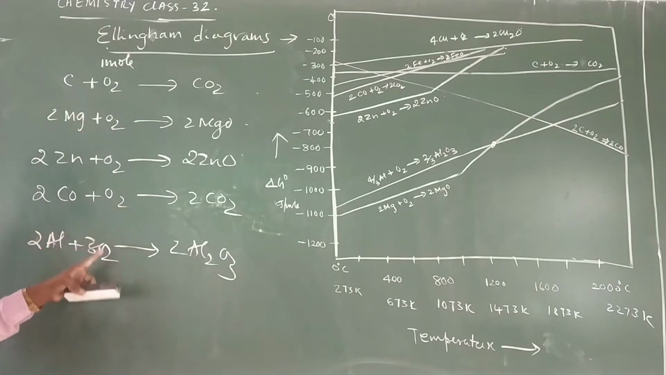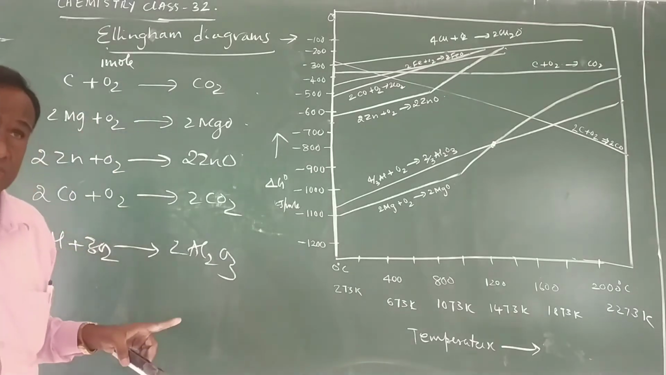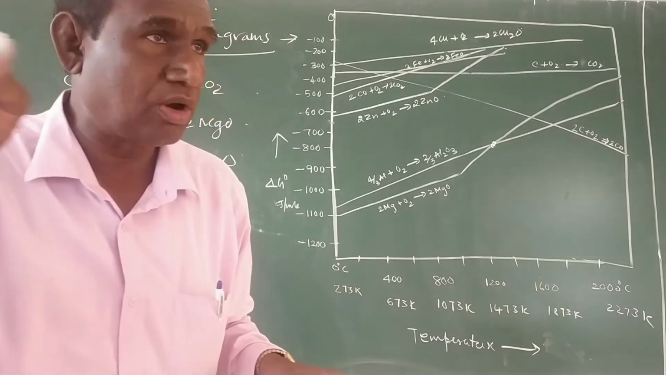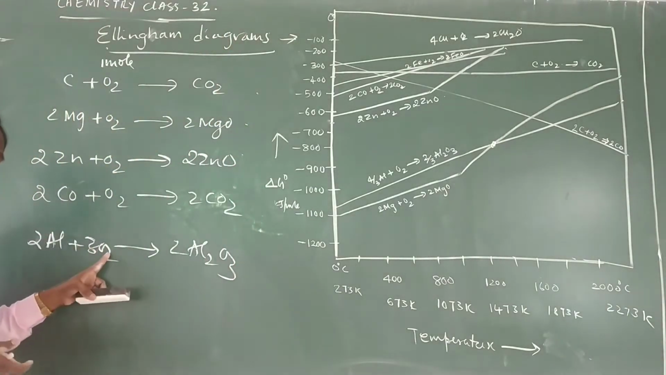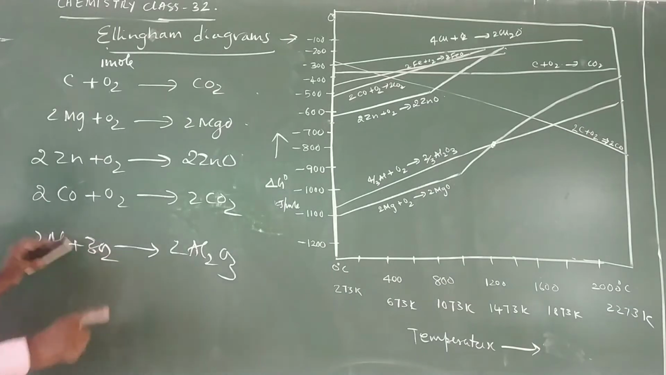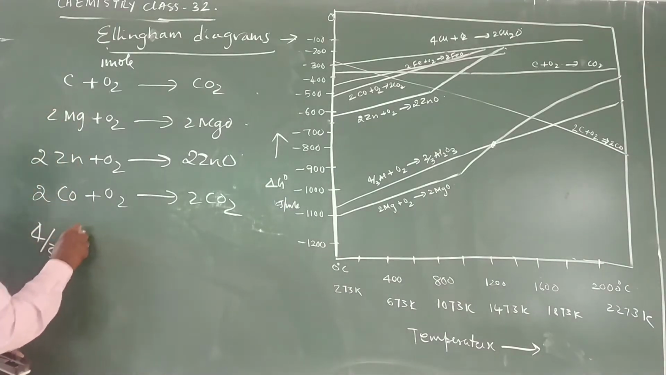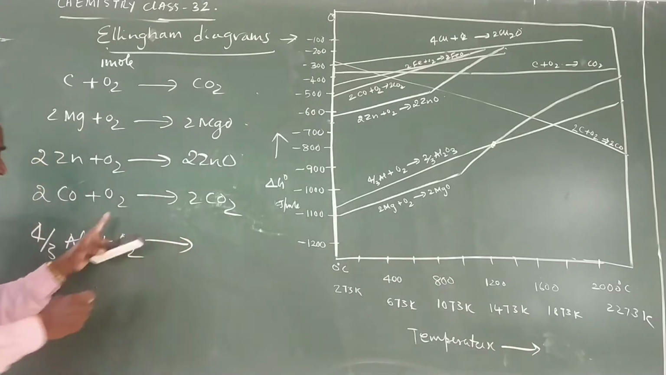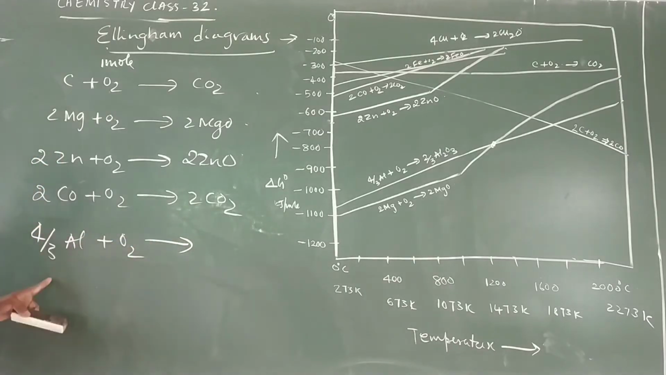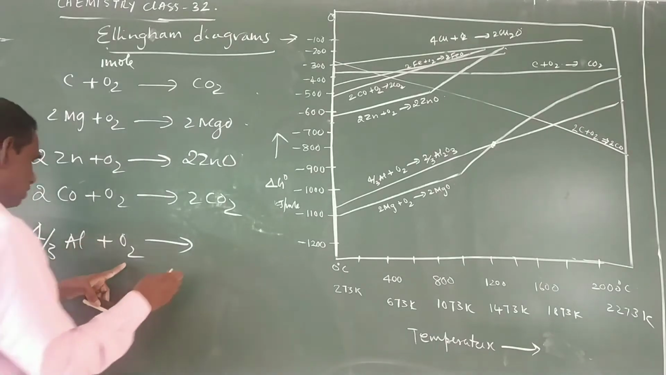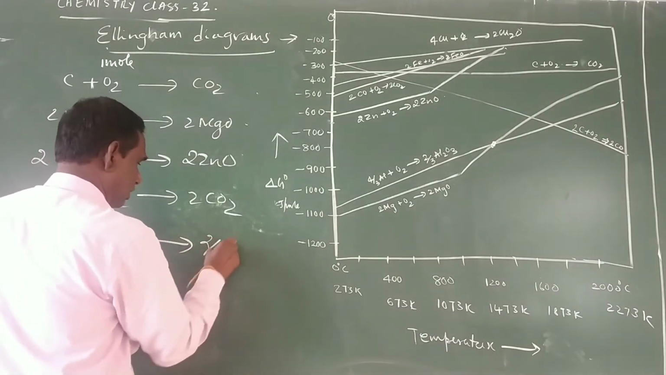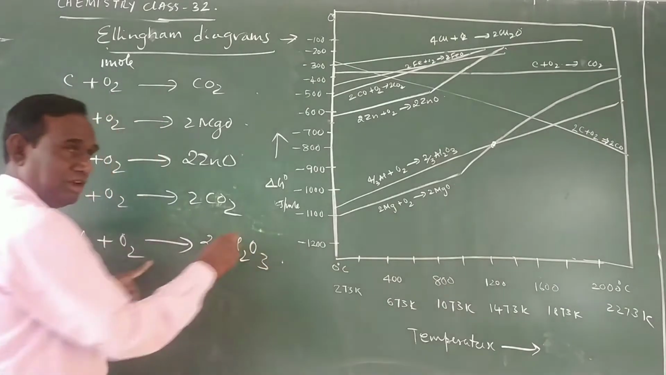Ellingham diagram can be plotted only for the oxides which consume only 1 mole of oxygen. But how many moles are consumed here? 3 moles. So it should not be done. Therefore, you have to write 4/3 Al plus O2. Then only the equation is balanced: 4/3 Al plus O2 gives rise to 2/3 Al2O3, aluminum oxide.